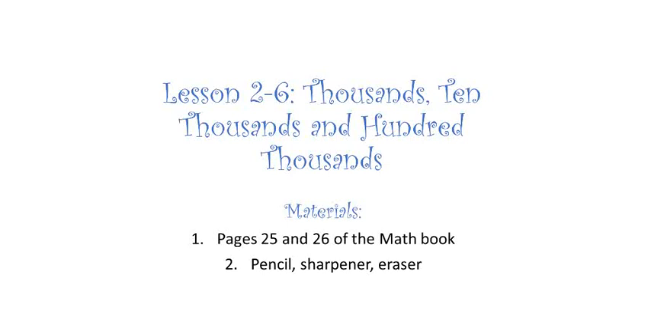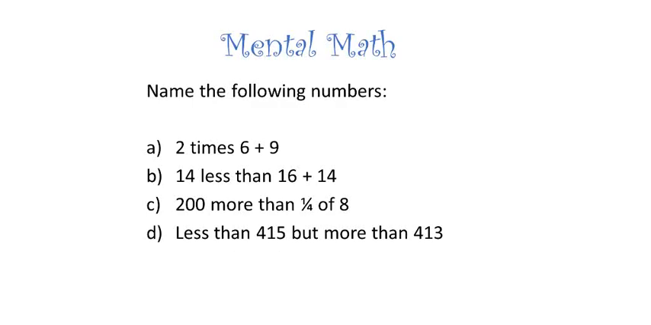Today we're going to be working on lesson 2.6, which is thousands, 10,000s, and 100,000s. But first things first, you need to have your materials, which are pages 25 and 26 of the math book, pencil, sharpener, and eraser. You can pause the video to go get your materials. Once you have your materials, we're going to start with mental math. You can pause the video, solve them, and then we're going to solve them together.